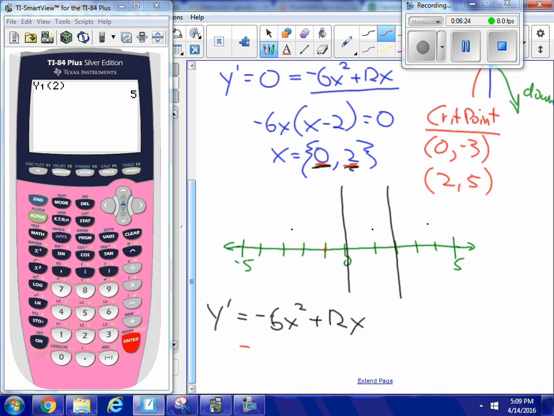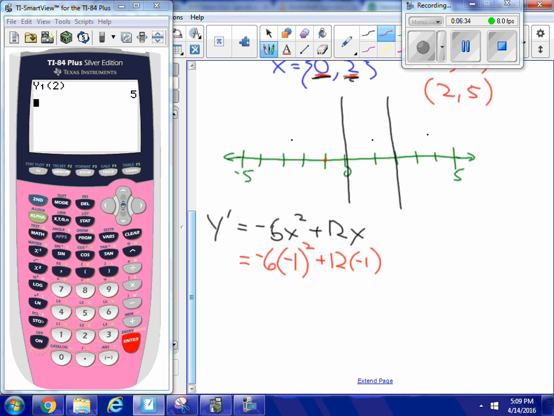So negative 6 times negative 1 squared plus 12 times negative 1. Well, that is going to equal, this is 1, negative 6 minus 12. I don't really care what the actual number is. That is a negative number. So my slope in that interval is definitely going to be negative. There is no way it can be positive in that interval.